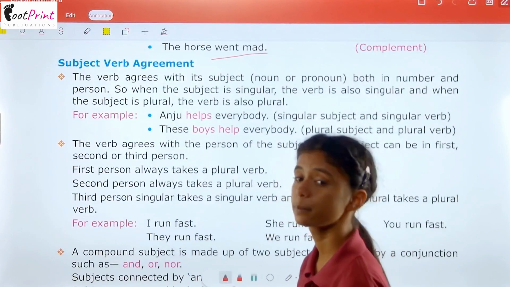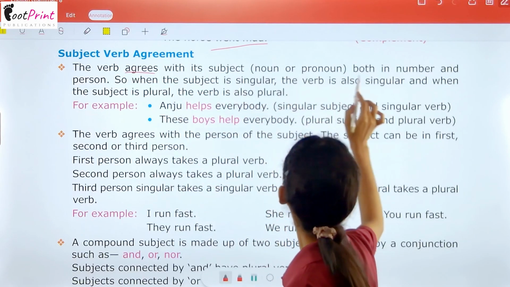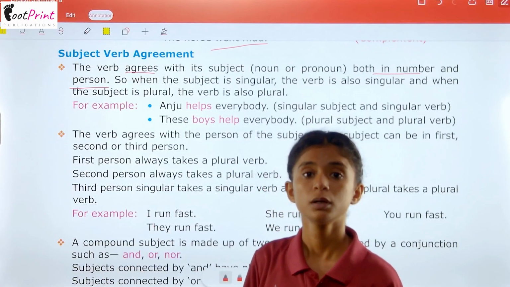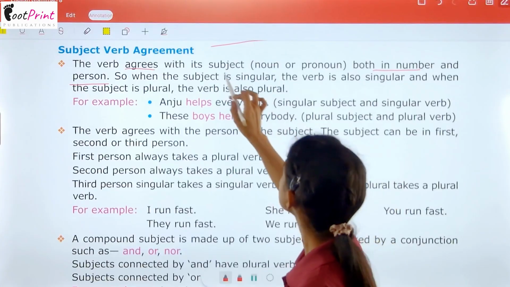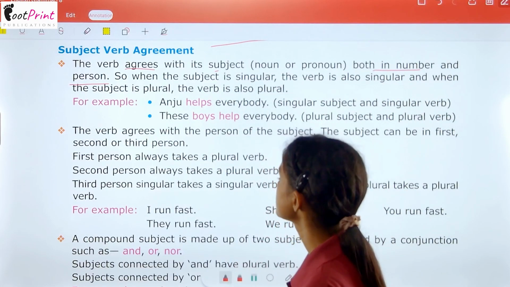Now let's see what is subject-verb agreement. The verb agrees with its subject both in number and person. Okay, so the verb goes according to the subject, its number and its person. Let's see how.